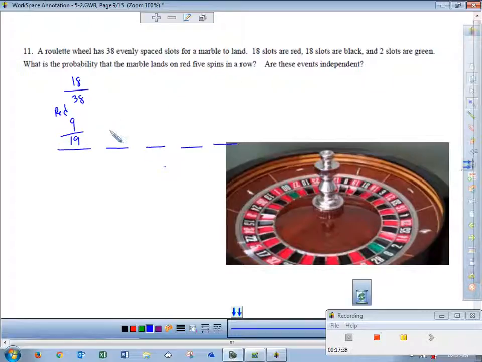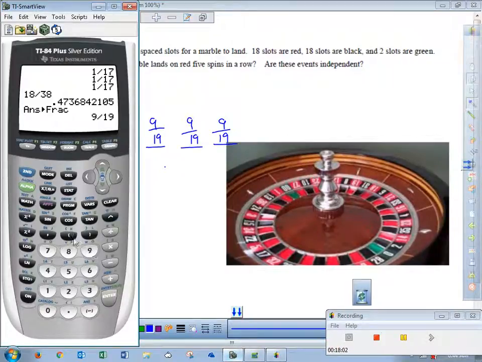So 9/19, then they spin again. Don't you still have a 9/19? Because it's not like anything got replaced, or it's not like they took it off the wheel. So it's 9/19 times 9/19 times 9/19. And that is nice and wild. When you're taking the same number times itself, isn't that something that you can totally just say, I want to take 9/19 and raise it to the 5th power, because that's how many spins you had, because you took 9/19 5 times in a row.